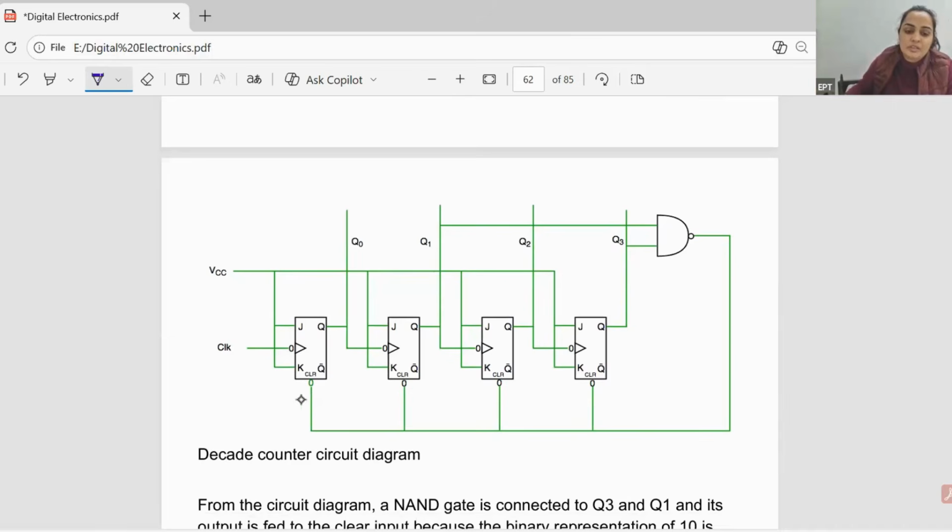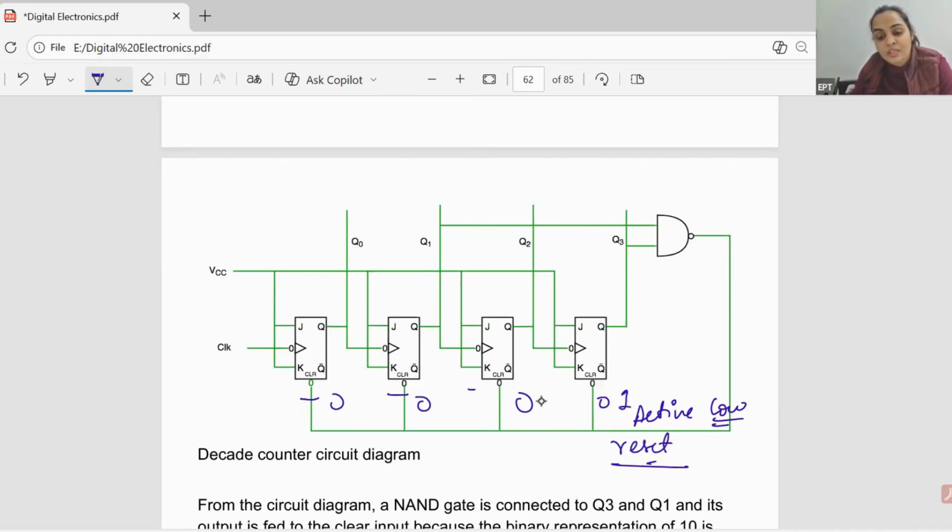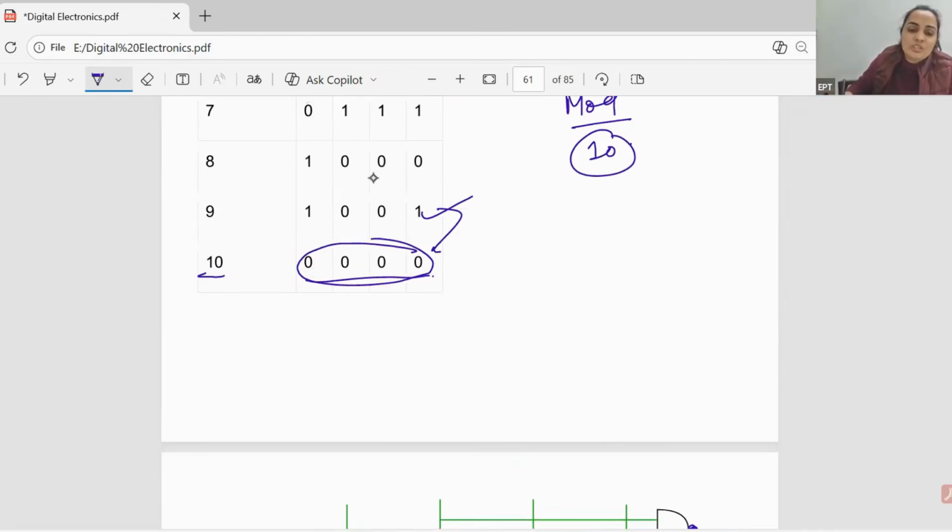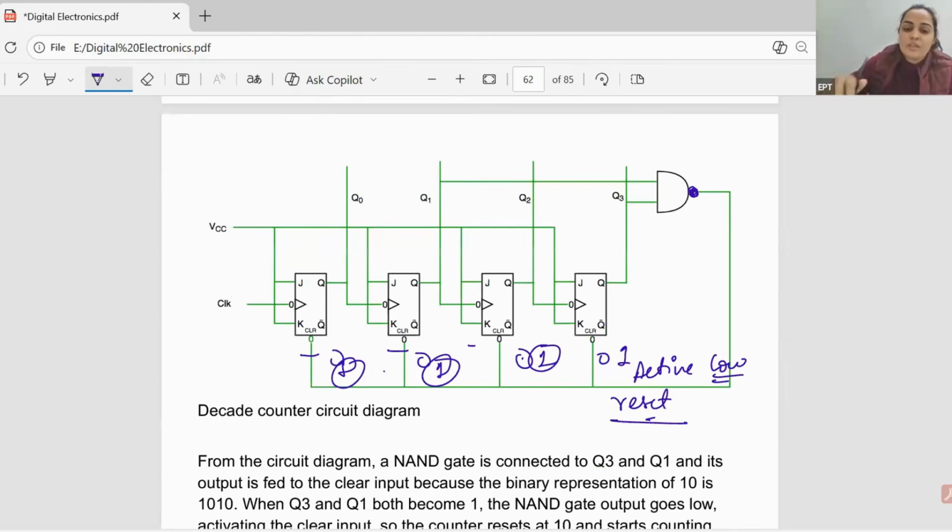So after 1001 your counter will reset to 0 like this. Okay, here you can see clear. It is an active low pin. If we give 0 here, then only these flip-flops will reset. If we give 1 here, then it will not clear the outputs. So we have to give 0. That's why we are connecting it here, right? So this thing is 1001, Q3, Q2, Q1, Q0. This is 9. So after this the clear should be 0, so that it will make all the outputs 0.